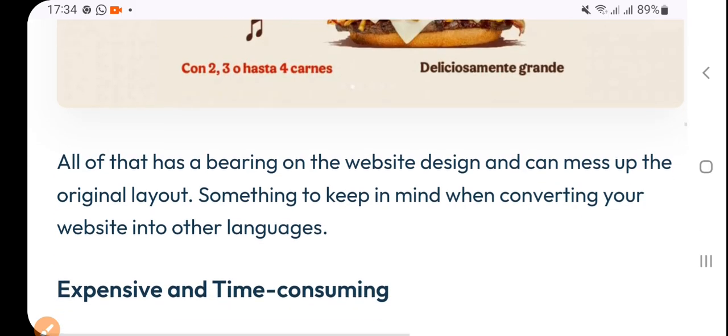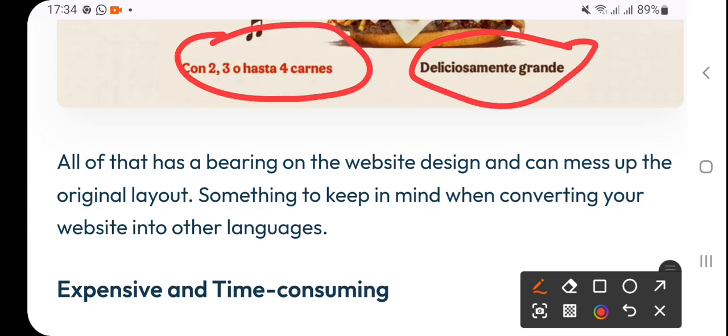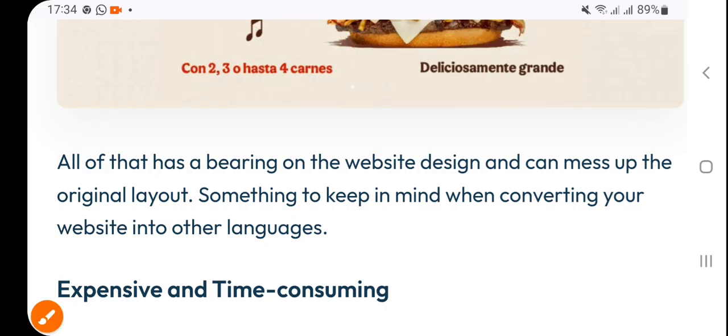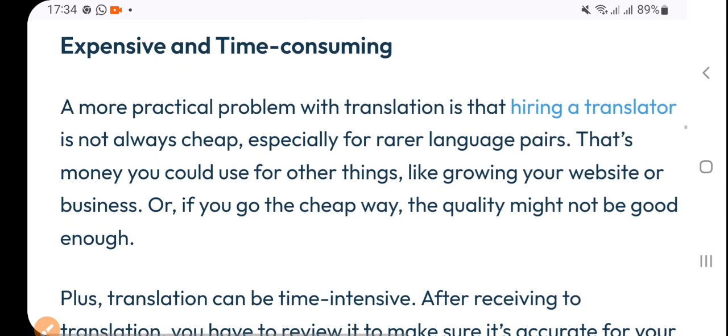You must please notice this language. So all of that has a bearing on the website design and can mess up the original layout. Something to keep in mind when converting your website into other languages. So that's a problem.